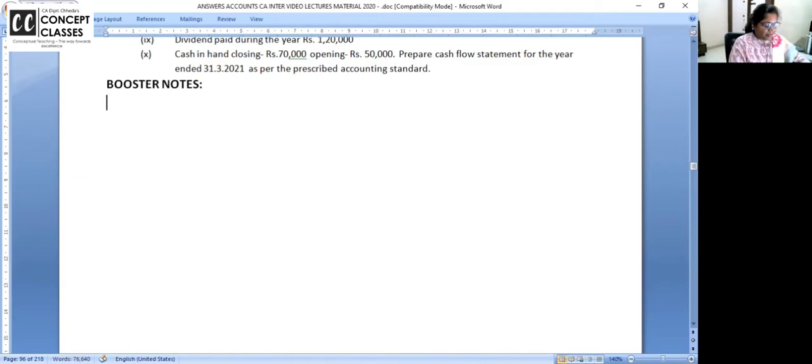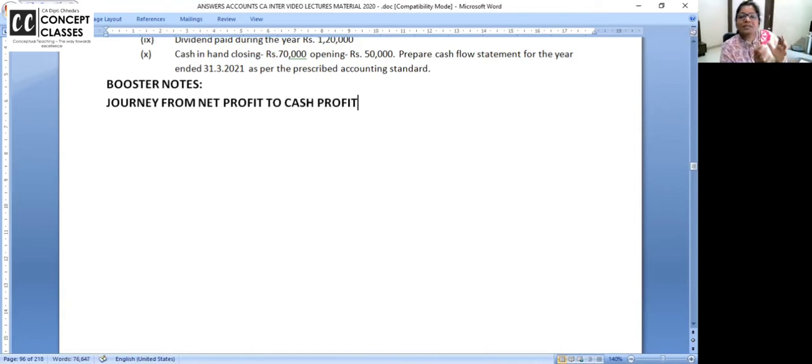Can we make a format? Journey from net profit to cash profit. ये सब कॉन्सेप्ट है, ये जब सीख लोगे तो बाय थर्ड क्लास फोर्थ क्लास the pen will flow. 15 minutes interpretation you will do fast and you'll put the things at correct proper place, right? Okay, so let us see what we are doing right now. Journey from net profit to cash profit.